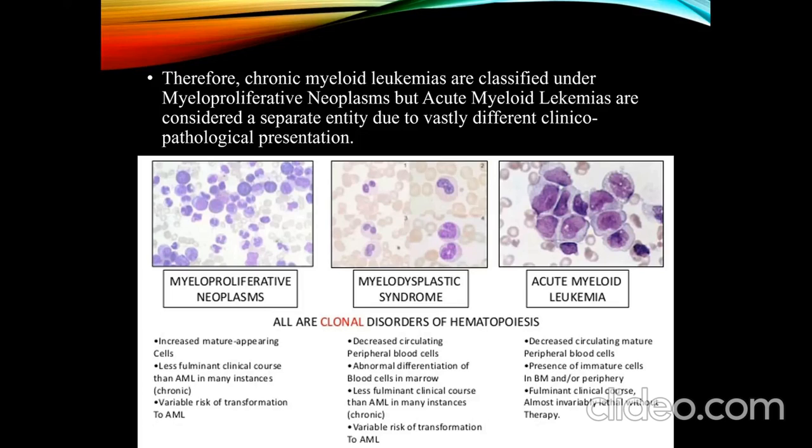Lastly, we have the acute myeloid leukemia, which is having decreased circulating mature peripheral blood cells, which is in contrast to myelodysplastic syndrome. Then there is presence of immature cells in the bone marrow and or periphery, which is once again in contrast to myeloproliferative syndromes. And lastly, it is having a fulminant clinical course, almost invariably lethal without therapy. And this is once again in contrast to both myeloproliferative and myelodysplastic syndromes.